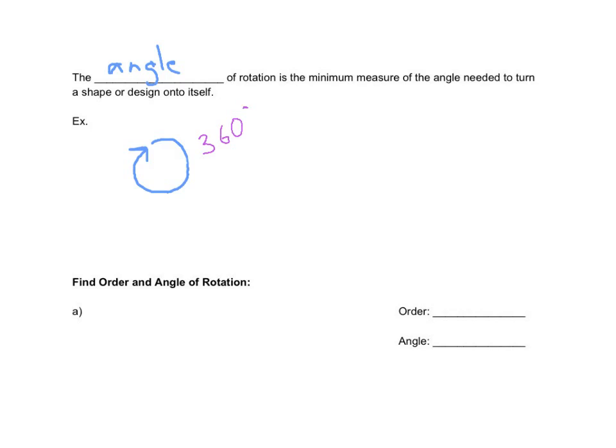Now we'll do a new shape here. We'll do a triangle, an equilateral triangle. Here is our center of rotation. If we rotated it around, we would see that there would be 3 different ways that we could get back to the original, meaning the order of rotation would be 3.